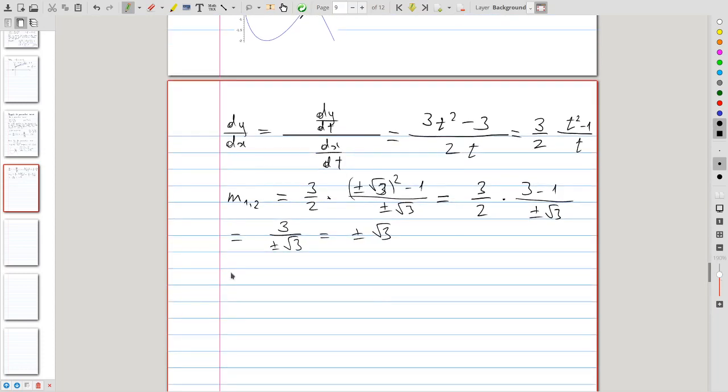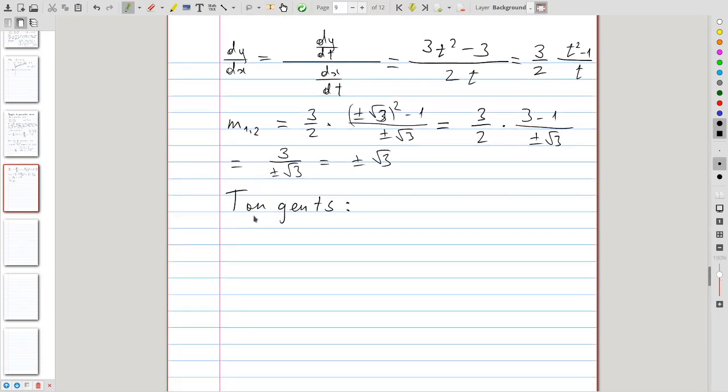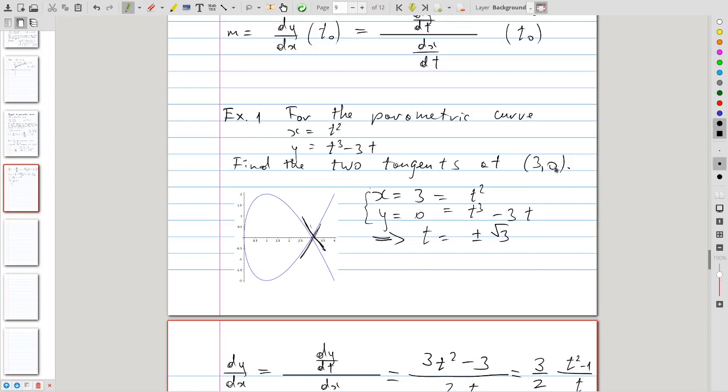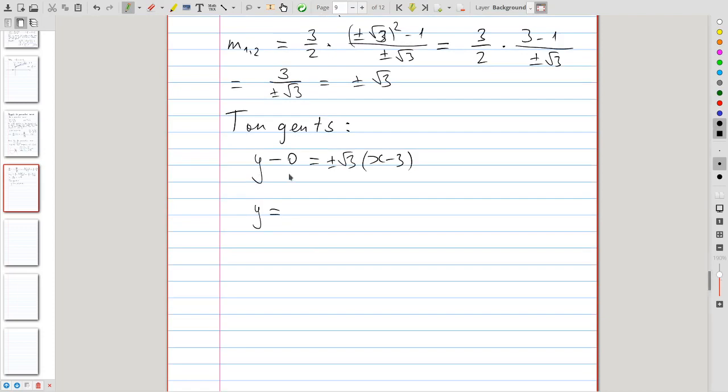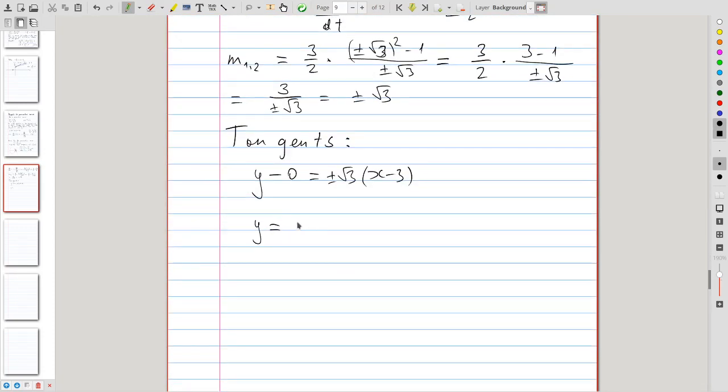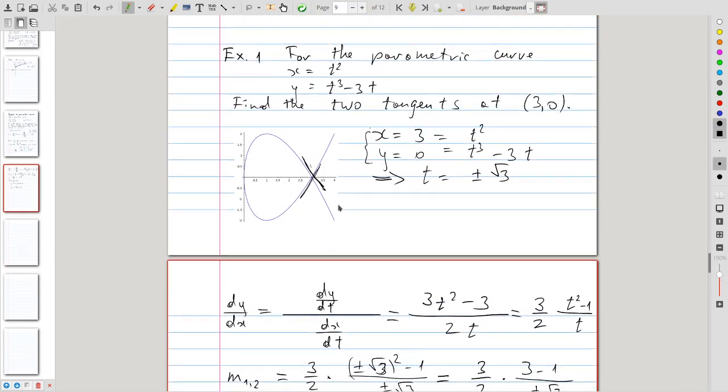And so as a result, the equation of the tangents is y minus y0, which is written right here. So this is y0, this is x0. So we have y minus 0 equals x minus 3 times the slope, and the slope we have determined to be one of the two, plus minus root 3. And so the tangents at the point (3, 0) have the equations, one of the two equations, y equals plus minus square root 3 times (x minus 3). When t is minus root 3, we get a negative slope according to this equation, and when t is plus square root 3, we get positive slope.